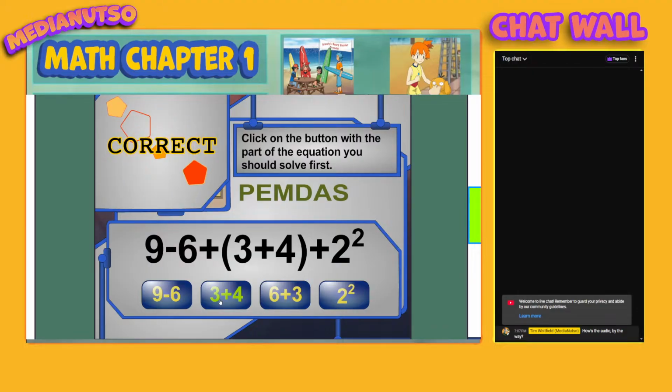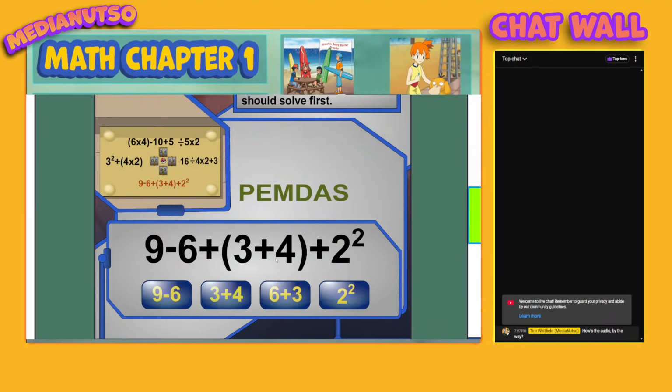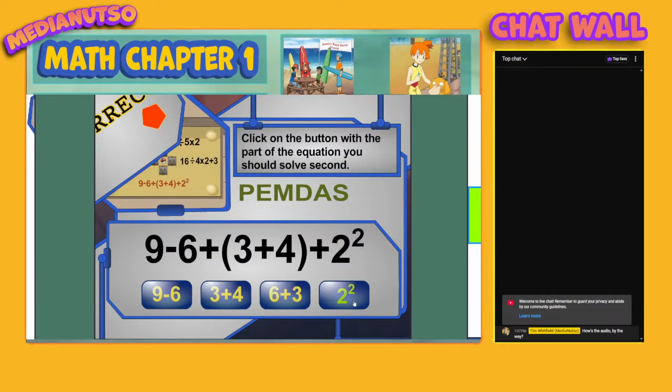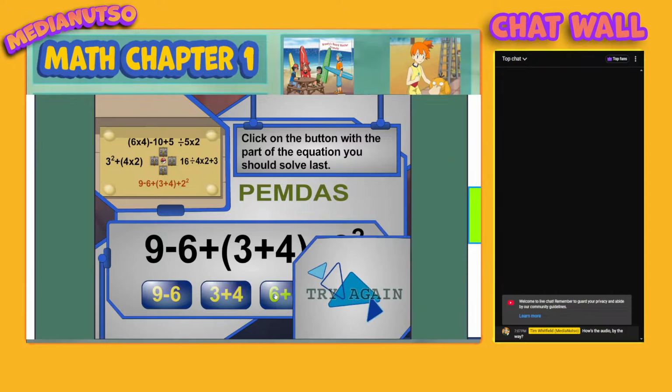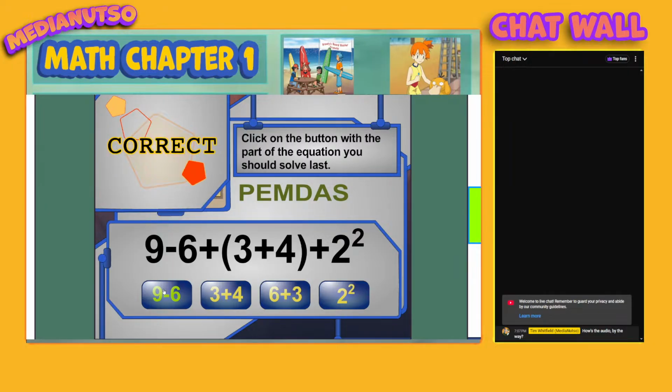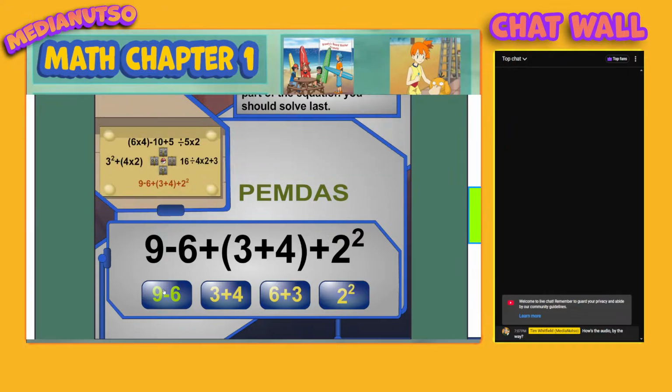Yes, we add 3 plus 4 first because they're in parentheses. Which part next? Yes! 2 squared. Because exponents come after parentheses in the order of operations. Let's keep going. Highlight and click on the part to solve last in this math problem. Well, you already decided 3 plus 4 goes first because they're in parentheses. And then comes 2 squared because it's an exponent. So what's left? Yes, 9 minus 6 is subtraction, and that's last.